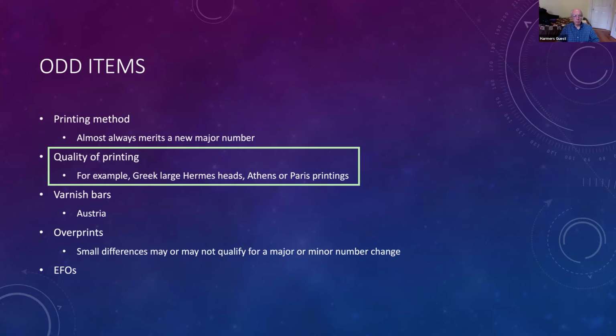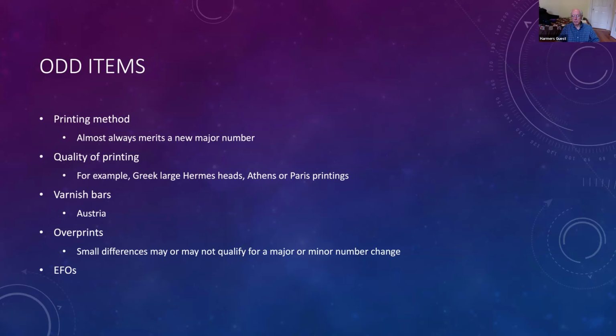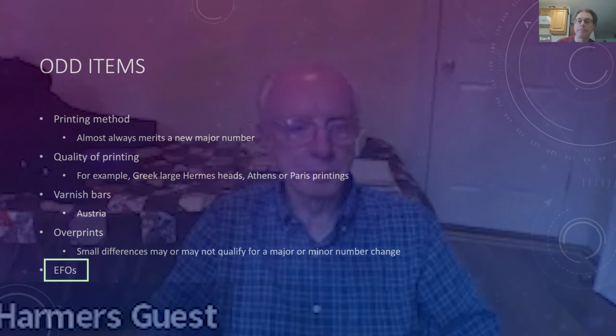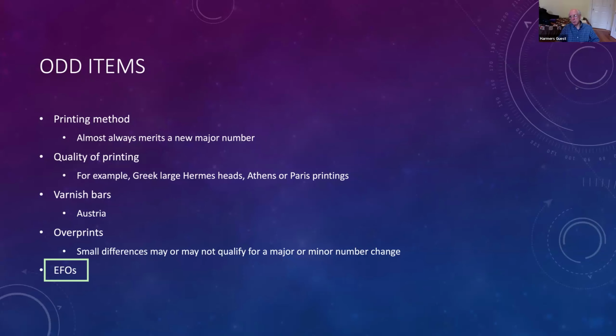The quality of printing, we already mentioned the large Hermes heads, varnish bars from Austria, and overprints. A small difference in the type may or may not qualify for a major or minor number change. Sometimes Scott will just say, well, there are quite a few varieties in the typography of this overprint, and won't list them separately at all. EFOs are another thing I haven't mentioned at this point. EFOs, if they're mentioned at all, are almost always footnotes. They don't list separate numbers and so on.